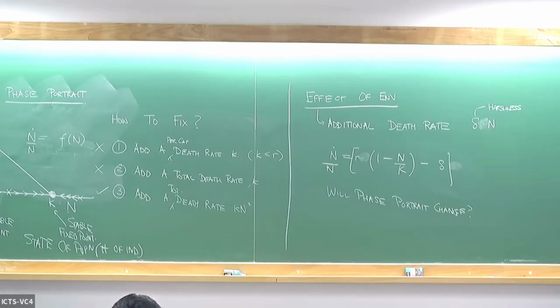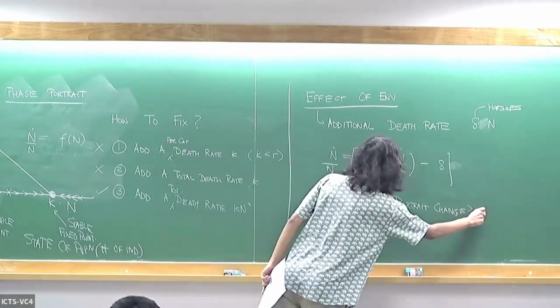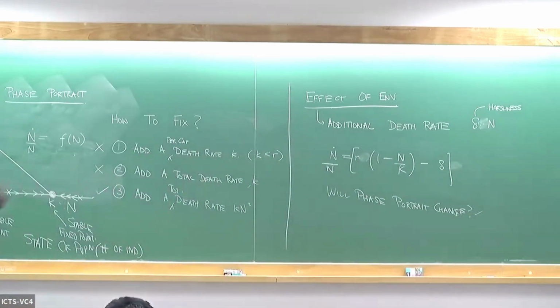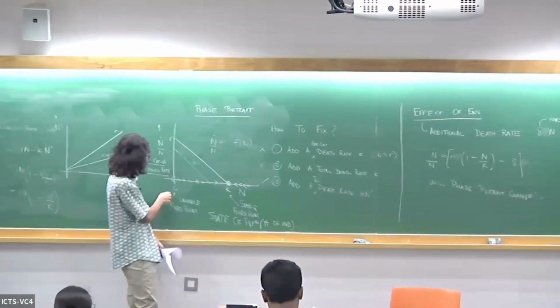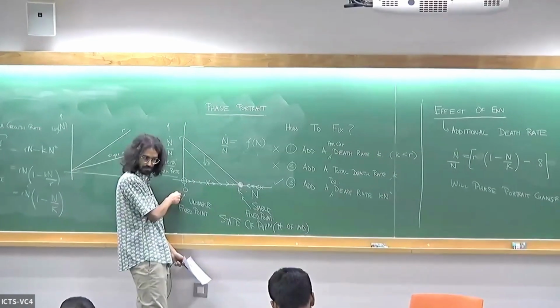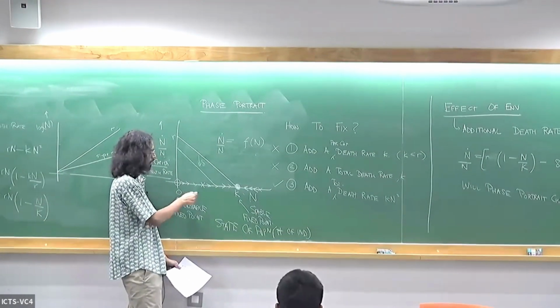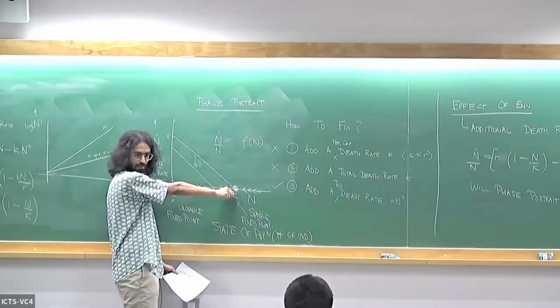Can someone explain how it will change? It will shift down, right? Shift down by what amount? By delta, right? So that's what it looks like once you do things. Does that change the fixed points? Yes? Both of them? One of them, right? Okay, so what happens to n equals 0? Still a fixed point. What about n equals k? Now it's not a fixed point.